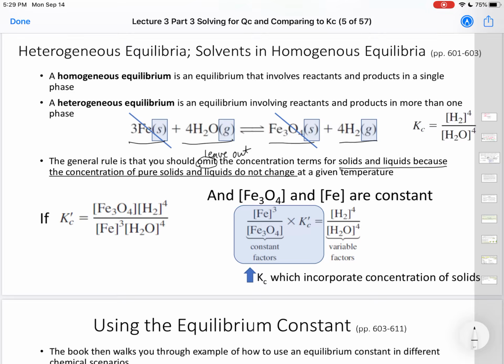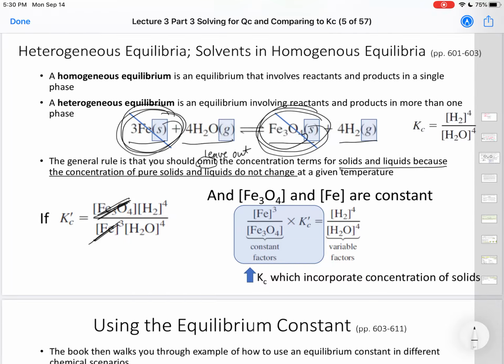So normally you would say Fe3O4 and H2 on the top as the products, Fe and H2O on the bottom as the reactants. But because iron is a solid, we're going to cross that out. And because iron oxide is a solid, we're going to cross that out as well. Remember, it's a solid, we're going to cross it out. This simplifies it into H2 to the fourth over H2O to the fourth.